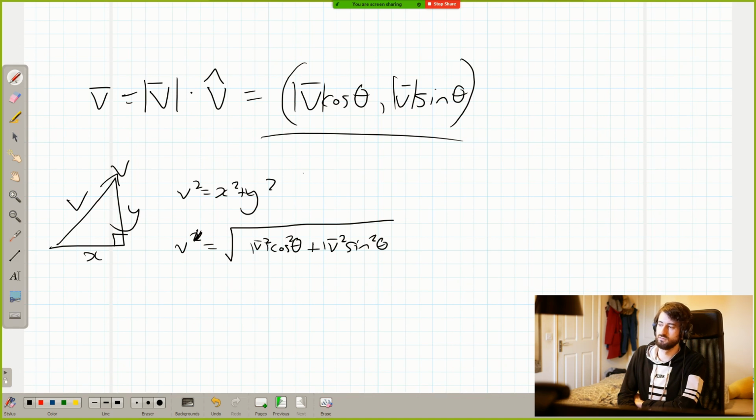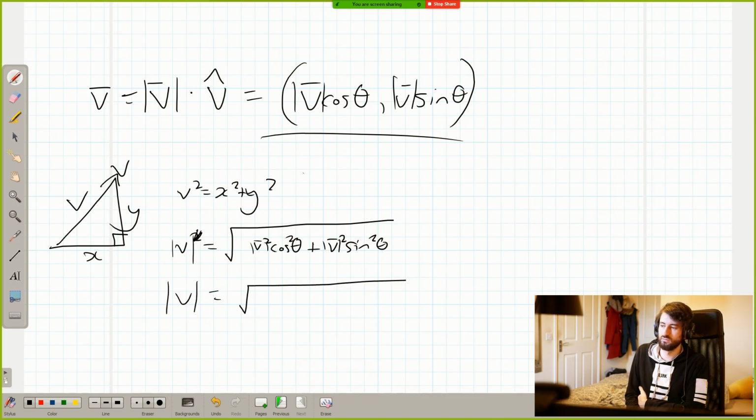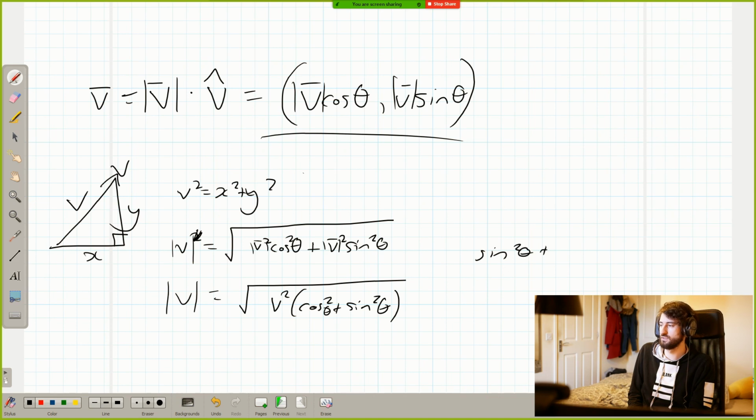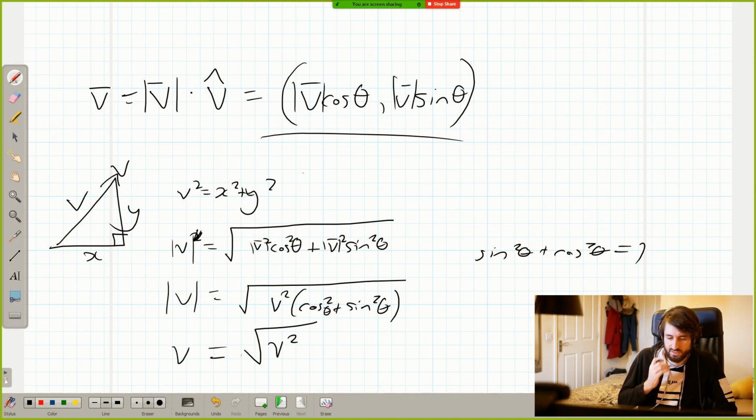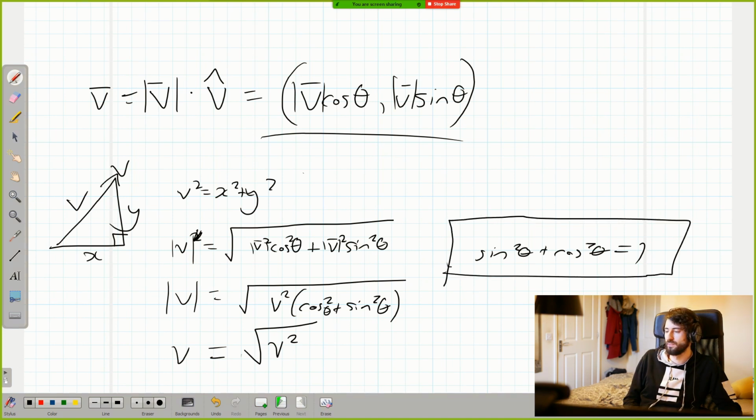Right, well, that's the magnitude. So this magnitude is root of v squared times cos squared plus sine squared, right? And it just so happens that sine squared plus cos squared equals 1. So you've got root v squared equals v. Right, so there you go. In fact, really, we've not proved this to ourselves. What we've proved is that cos squared plus sine squared equals 1.